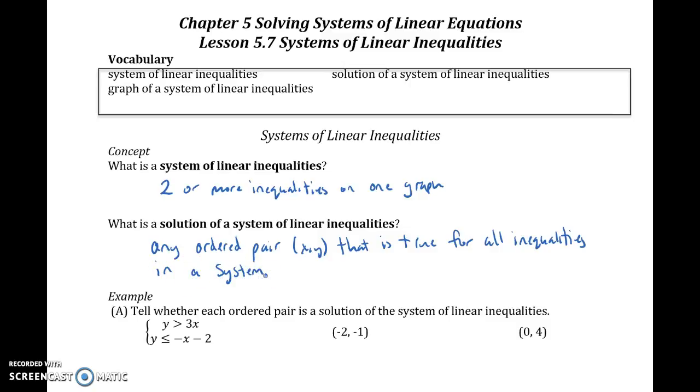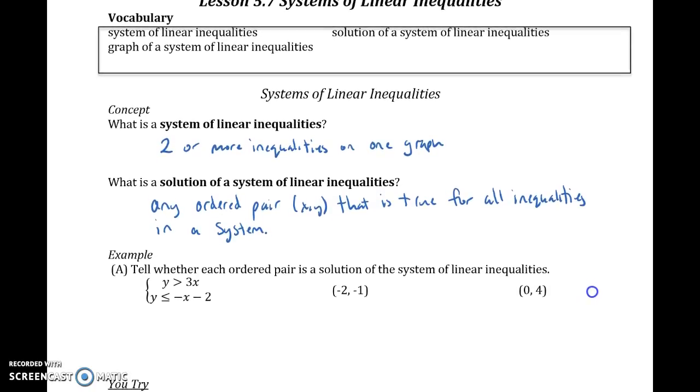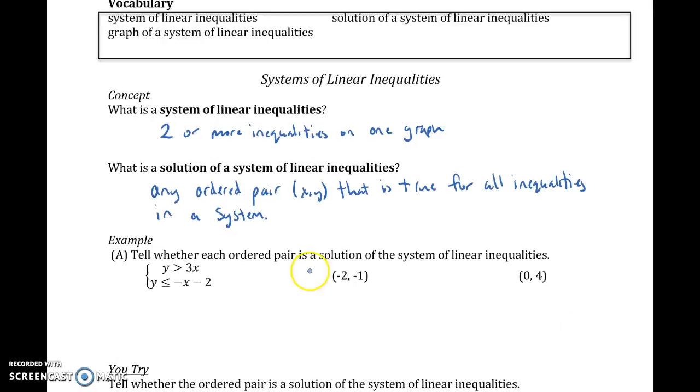Okay? So let's take a look at the first example, and we are going to check which ordered pair is a solution to the system of linear inequalities. And remember, it needs to be true for all inequalities. And I just realized I was writing pretty fast, so all my words are kind of jumbled up here.